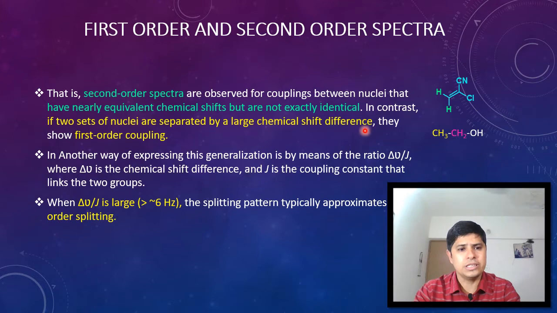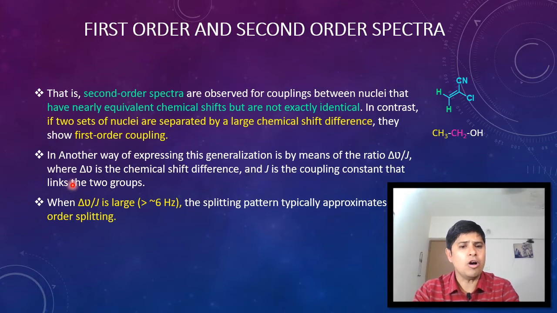In contrast to this, if two sets of nuclei are separated by a large chemical shift difference, they show first order coupling. For example, take the ethanol molecule, where we are not considering the hydroxyl proton. We consider only the methyl CH3 protons and the methylene CH2 protons. These two groups of protons have a wide difference in their chemical shift, as CH2 will resonate at around 3.8 delta and the methyl protons around 1.1 delta. Thus, such groupings will show first order spectra.